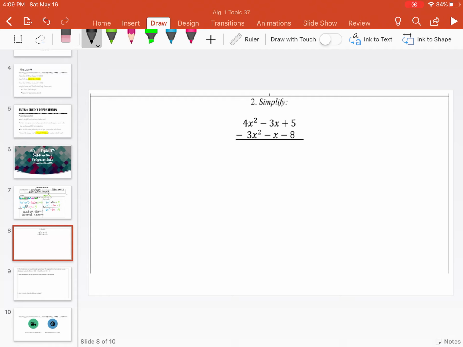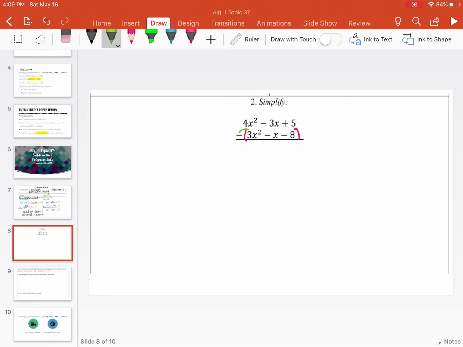Now sometimes you may encounter a problem that's already written vertically. So in this case, we have 4x squared minus 3x plus 5 minus the quantity, again, this is the entire quantity, 3x squared minus x minus 8. So when we're subtracting, we're not just subtracting this 3x squared, we're subtracting every single term in this second line here, in the second row.